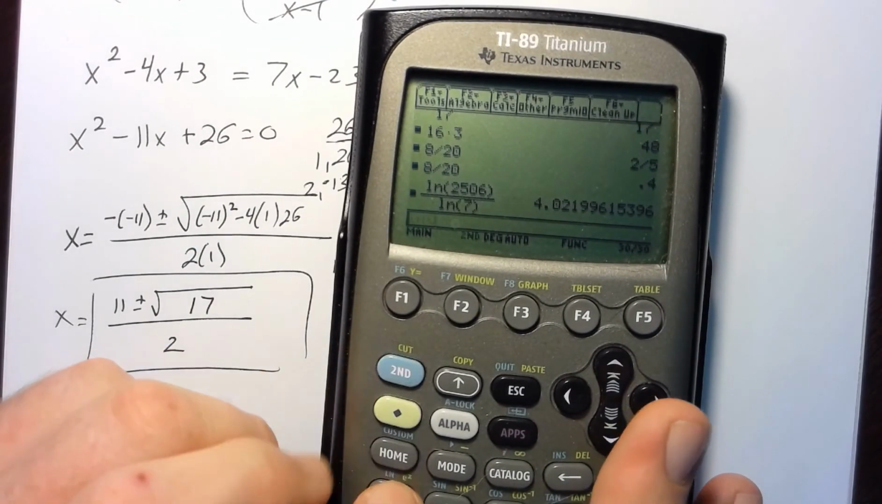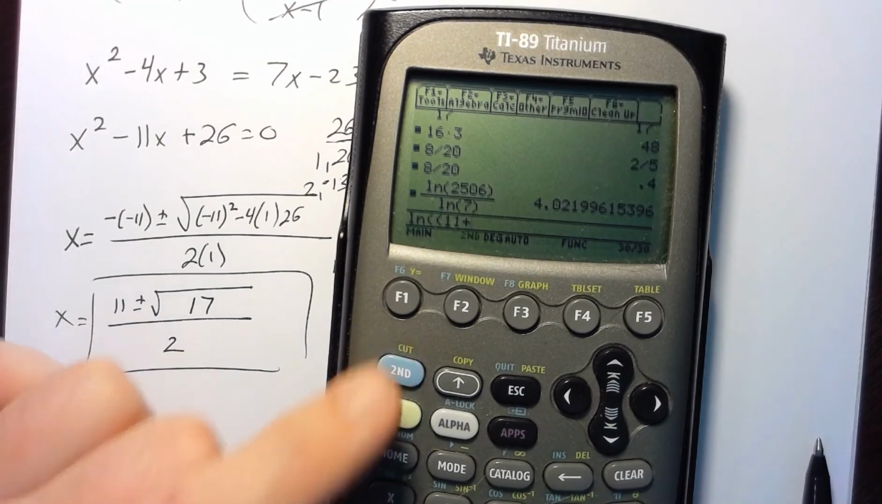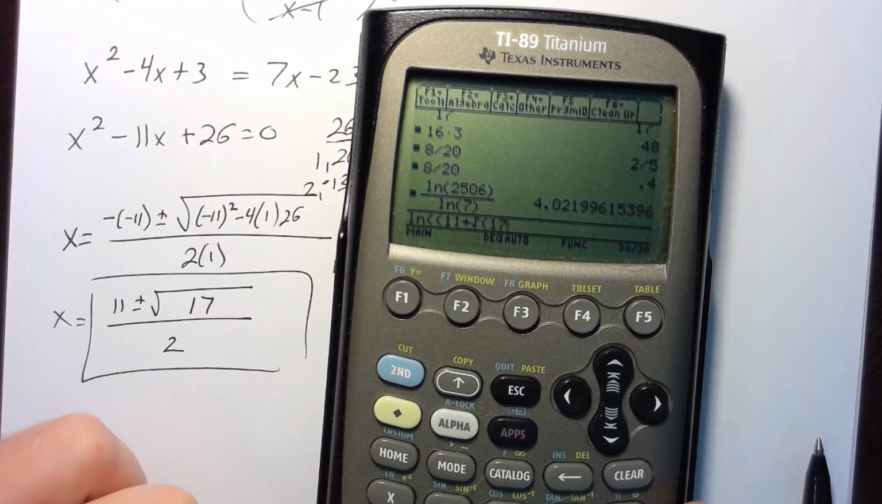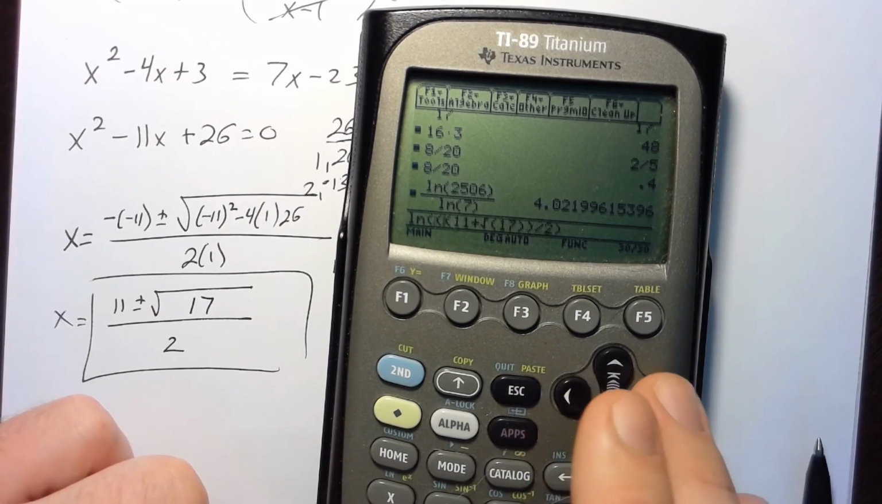It's going to be second natural log of my x value being in very careful parentheses, 11 plus the square root, where's my square root button? Square root of 17. That whole thing divided by, so I'm going to be very careful with this, making sure that that whole thing is in there. Yep, divided by 2. And then I'm going to go ahead and put that in extra parentheses because I don't want to make any silly mistakes.